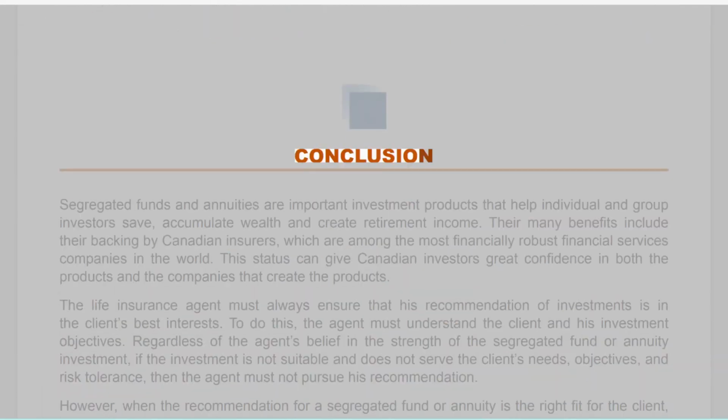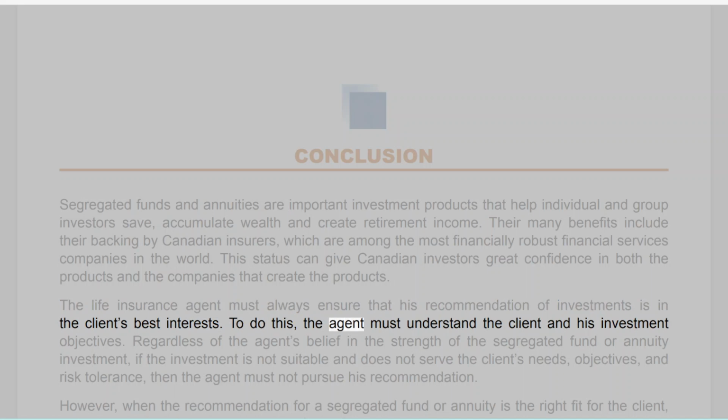Conclusion. Segregated funds and annuities are important investment products that help individual and group investors save, accumulate wealth, and create retirement income. Their many benefits include their backing by Canadian insurers, which are among the most financially robust financial services companies in the world. This status can give Canadian investors great confidence in both the products and the companies that create the products. The life insurance agent must always ensure that his recommendation of investments is in the client's best interests.